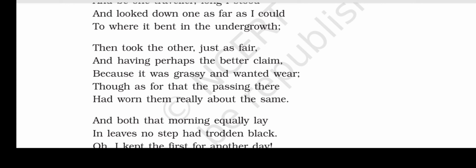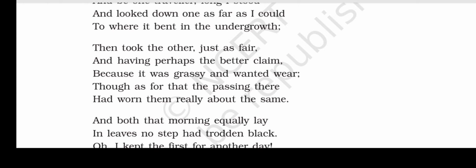And wanted wear, nobody had walked there, that's why the grass was intact. When someone walks on grass, you cannot see fresh grass. So the road was grassy, and from that the traveler gets the idea that the road was not travelled by many people. It was a new road. Though as far as the passing there had worn them really about the same.